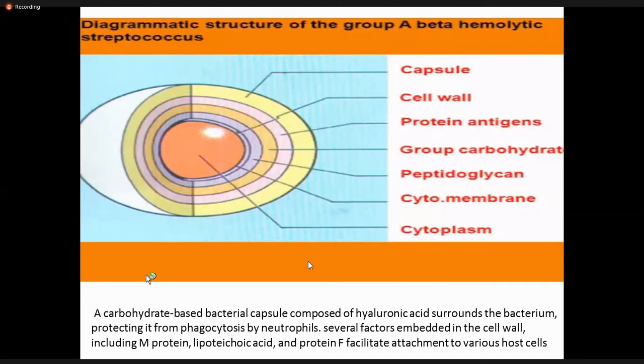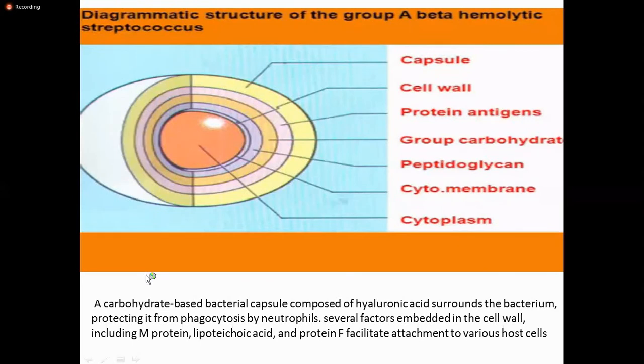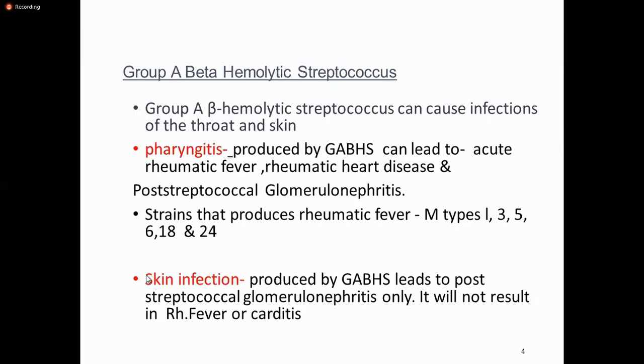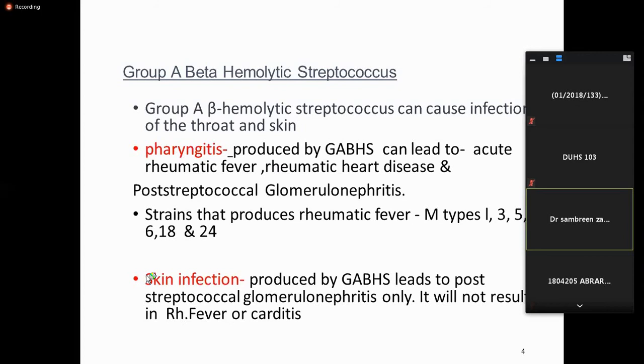So the group A beta hemolytic streptococci are responsible for causing rheumatic fever and rheumatic heart disease. Why is it known as beta hemolytic? This is seen in its artificial culture medium. That's why it is known as the beta hemolytic group.